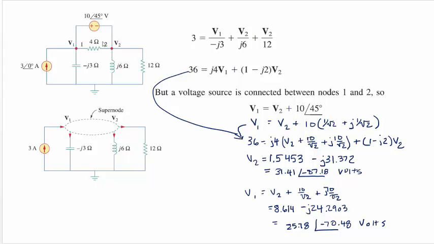So let's do this problem. The first thing you want to do is recognize that there's the supernode right here. So it's one node, and then you do KCL at that one node. The current going in equals the current going out through this leg, which is V1 divided by minus J3. Then the current going out this node, V2 divided by J6. And then the current going out, still this node, which is V2 here divided by 12. It's just one big node really. So I did KCL right there.